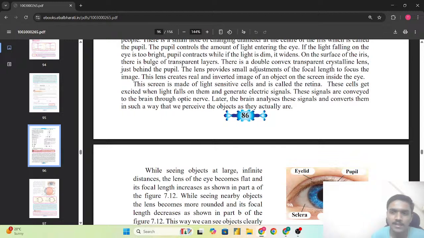These cells get excited when light falls on them and generate electric signals. These signals are conveyed to the brain through the optic nerve. Later, the brain analyzes these signals and converts them in such a way that we perceive the objects as they actually are. That means the light rays that come and the image that is formed is real and inverted on the retina.